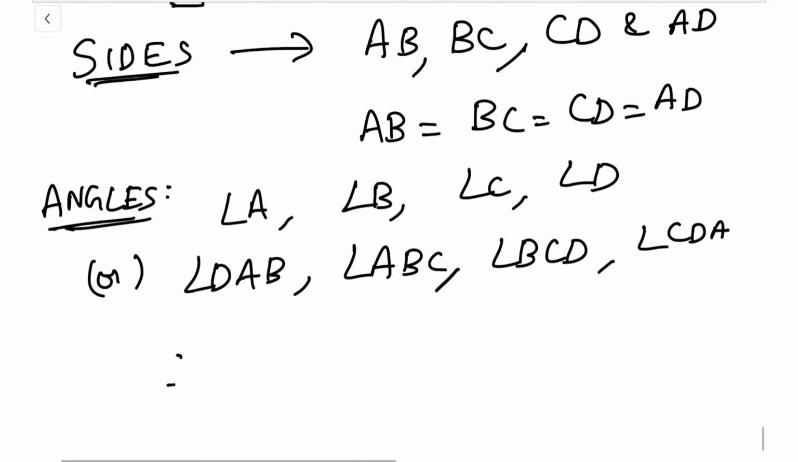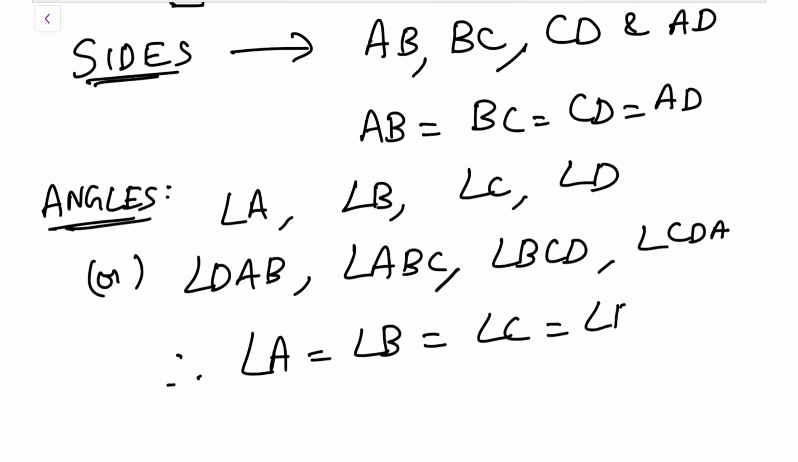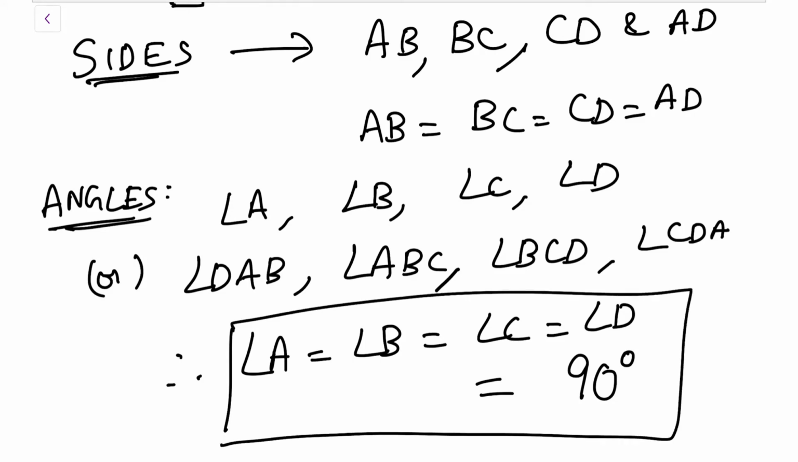Now, remember, all the angles are also equal. That means angle A is equal to angle B is equal to angle C is equal to angle D is equal to, they are all 90 degrees. If you measure the angle, it is 90 degrees or it is a right angle. These are the properties of a square. Now let's look at a rectangle.